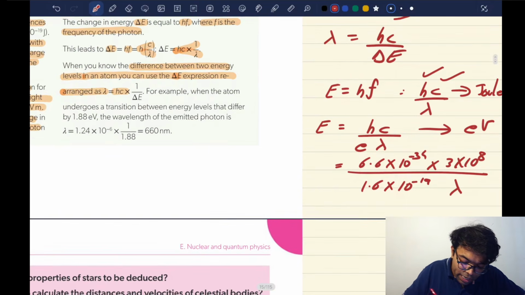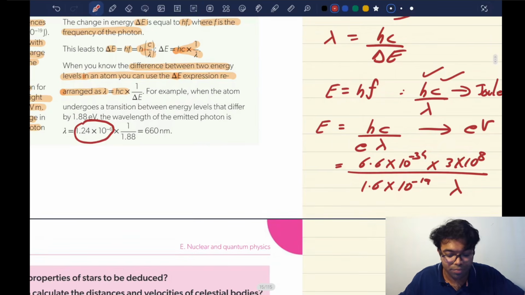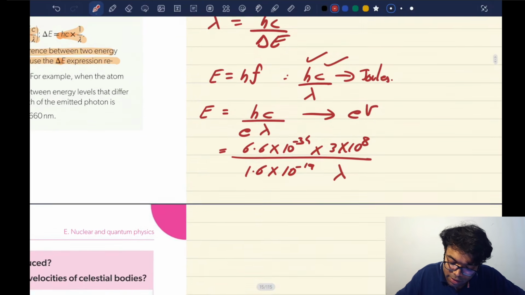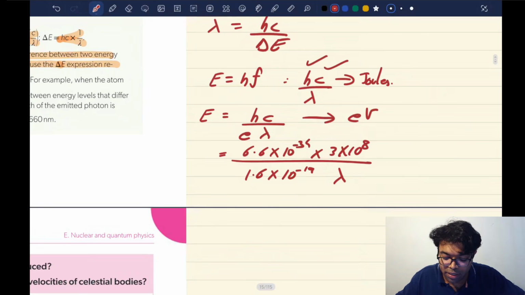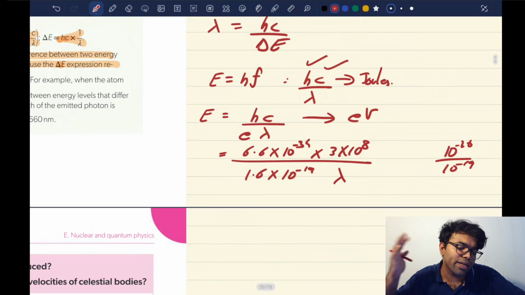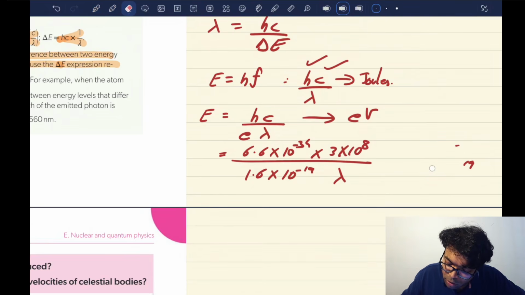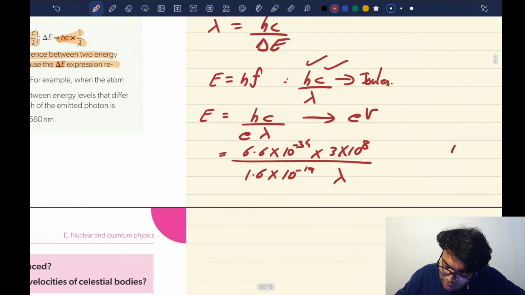So when you do all of that, you get what? This value. Okay, you all try doing this. So what do we get? Minus 34 plus 8 is what? Minus 26. So 10 to the power minus 26 at the top upon 10 to the power minus 19. When it goes up, 19 becomes 7. So you get at the top some number called 10 to the power of 7.